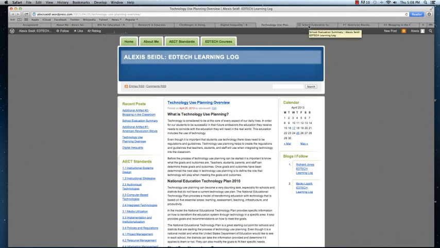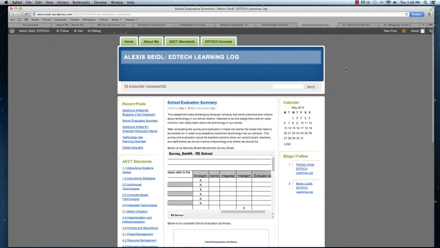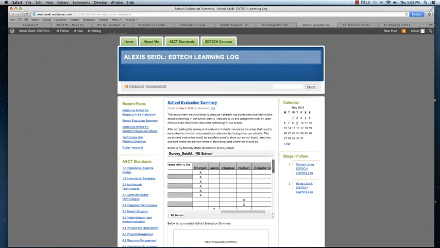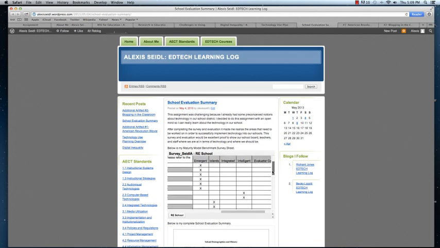The next assignment, and this is actually the last of our actual required assignments, would be the school evaluation summary. We had to evaluate our school's technology using the maturity model benchmarks. This assignment really opened my eyes up to the deficiencies that are in my school district. I knew we would be low according to the rubric, but what I really liked about this is it helped me to identify what areas of technology needed more support.